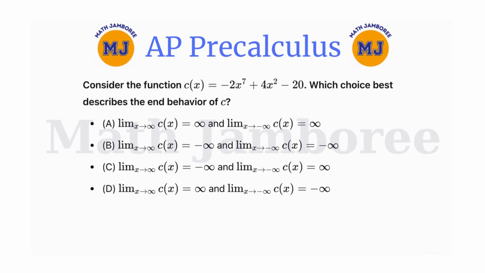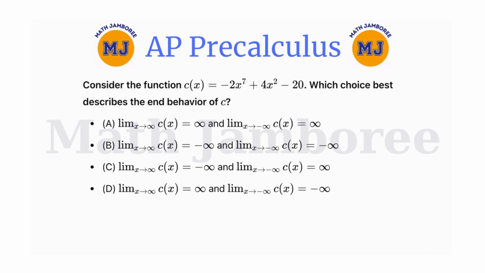In this video, we have another AP Precalculus type of question for you from the topic of polynomial function and end behavior. Let's solve it together. Consider the function c, f of x equals negative 2 times x to the power of 7 plus 4 times x squared minus 20. Which choice best describes the end behavior of c?